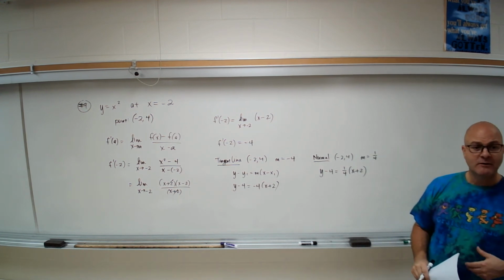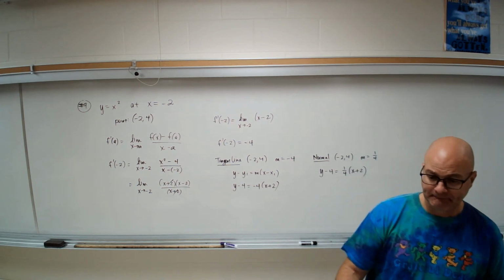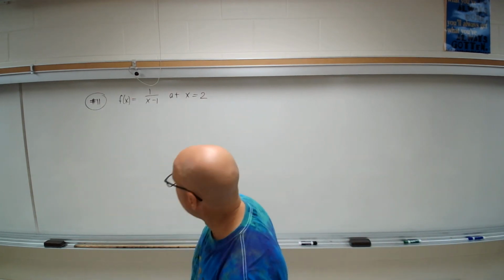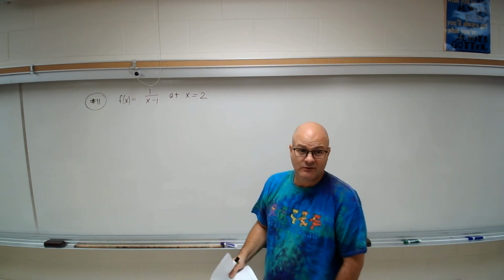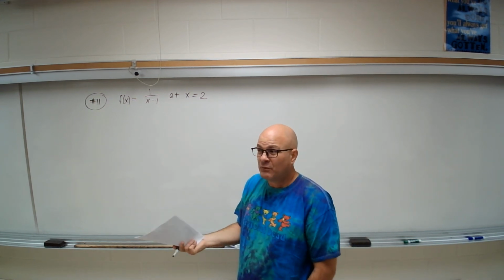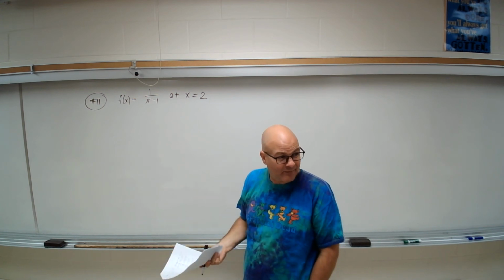So that was how we would do number 9 there. So here's number 11. I want to take a chance to do a rational function because they're a little different. All the quadratics are kind of the same. They just kind of work out the same way.